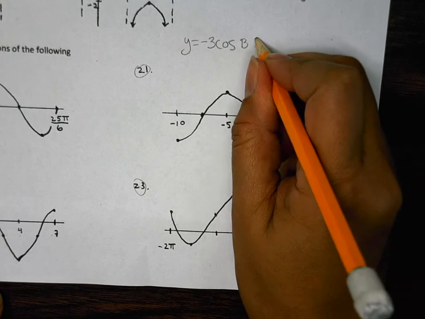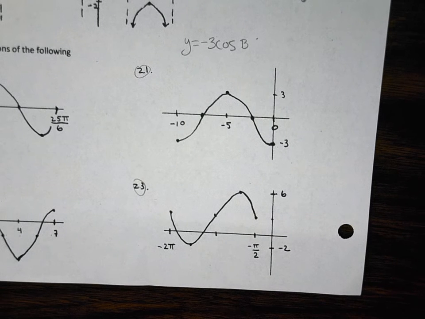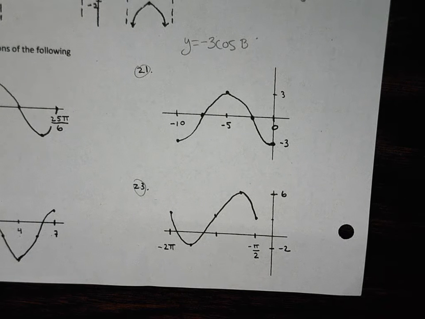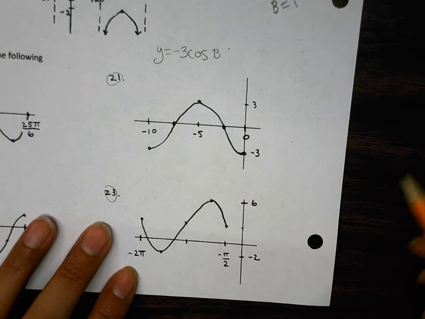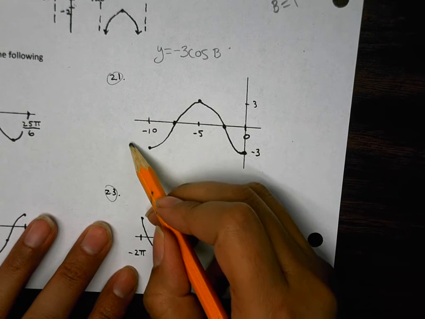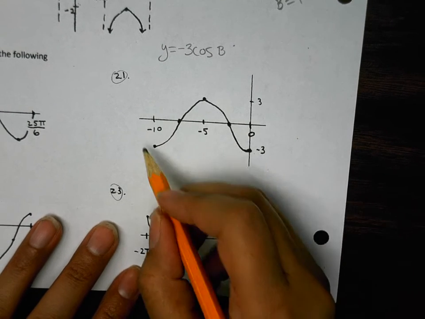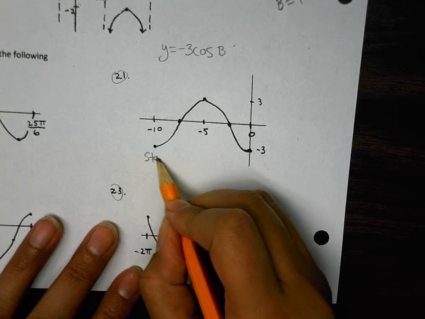Is there a horizontal shift? Yeah. Now I have kids say no because it starts at 0. Does it start at 0? Not usually. See, it starts at 0 and goes to the right, not starts at 0 and goes to the left. So the start is not 0. The start is negative 10, and the end is 0.